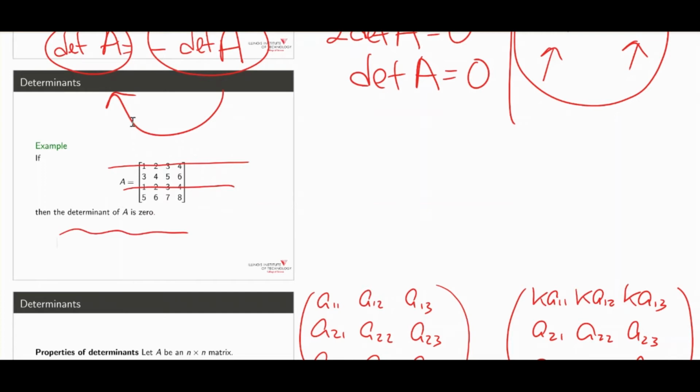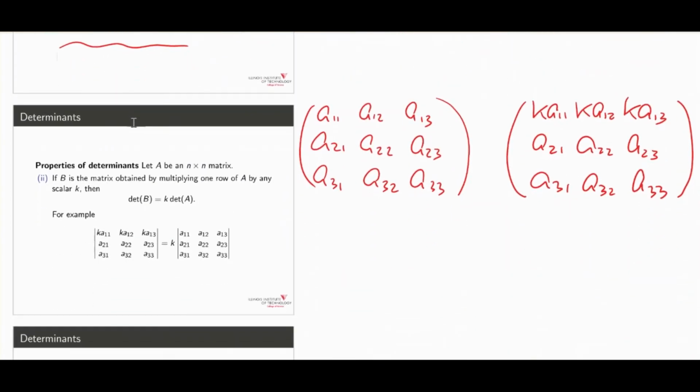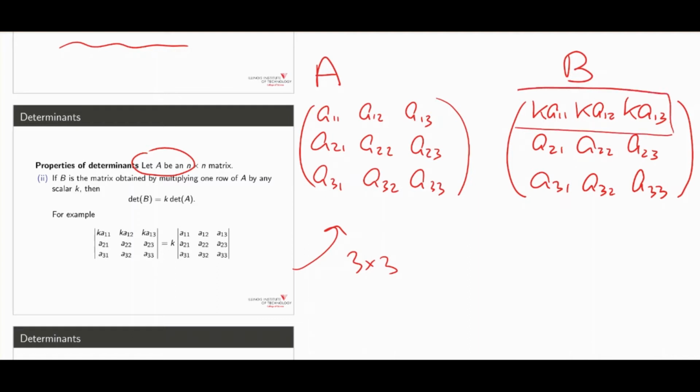Okay, so now let's move on to the second property for the determinant. What it says is that if you have a square matrix, let's give you an example here, which is 3 by 3. So you have a square matrix A, and you have another square matrix B. A and B are almost identical to each other, except that this first row of the matrix B is actually K times the first row of matrix A. Right, so everything else is the same.